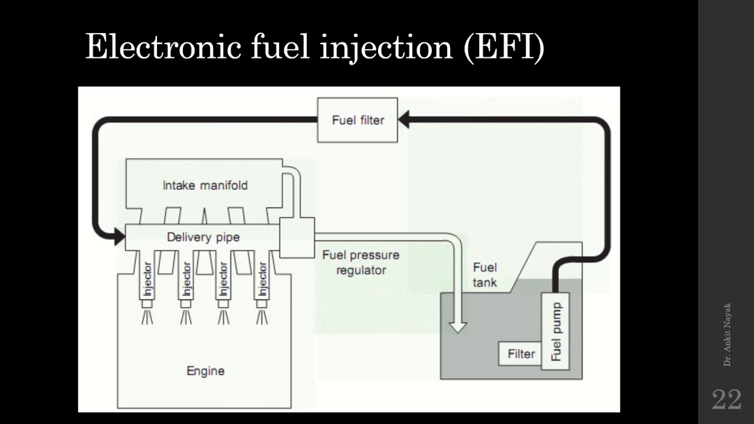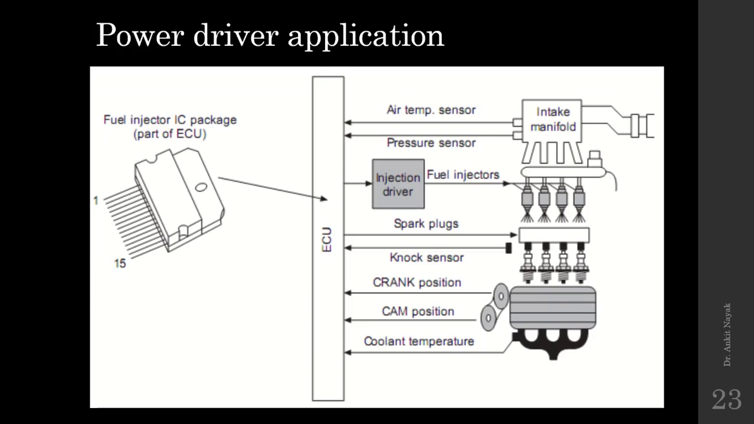Then come to the next thing. Here you can observe the electronic fuel injection. Here is the fuel injector for the different cylinders, delivery pipe, intake manifold as we have discussed earlier, and fuel filter, we have to supply the fuel. For this we can mount different solenoid valve operated injectors in order to ensure proper fuel injection at the particular time.